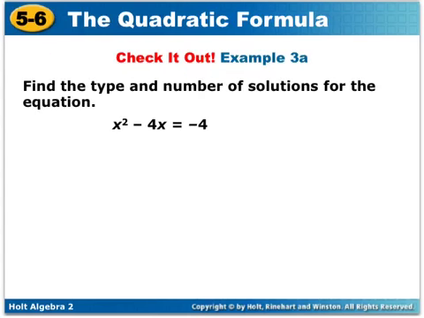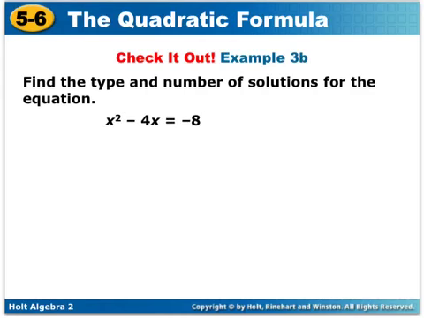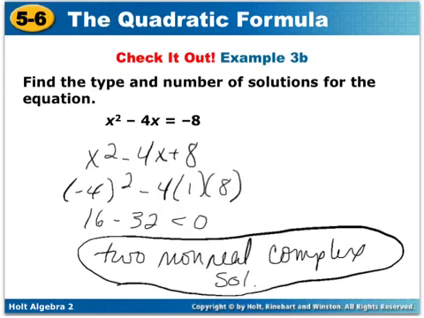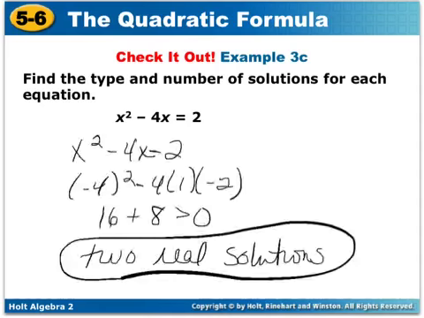Okay, now there's going to be 3 examples for you to do, and then the last slide is what I talked about, that chart that you're going to want to copy down. But try these on your own. All right, we have 1 real solution. Try the next one. Pause. All right, you have a negative discriminant, so there's your answer. Last one. There you go.